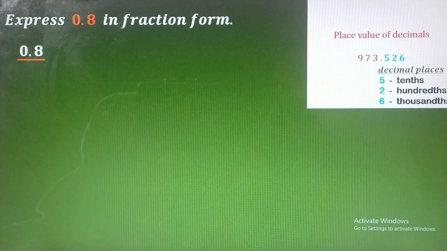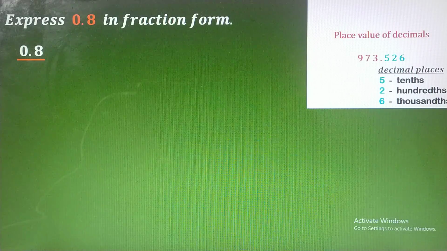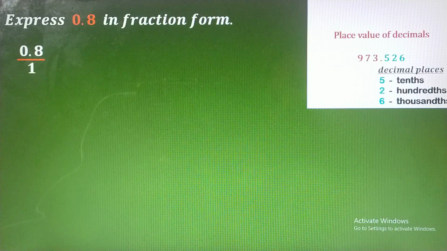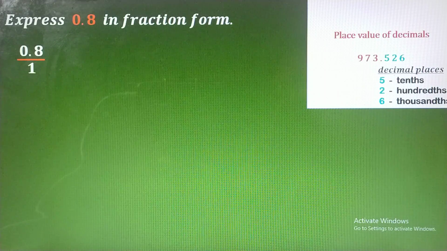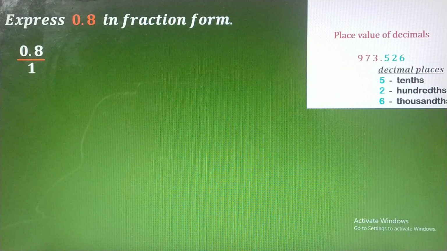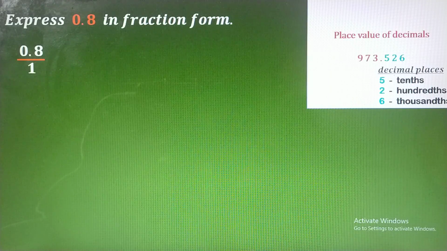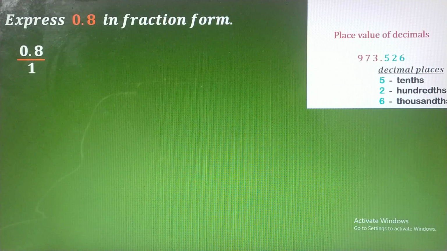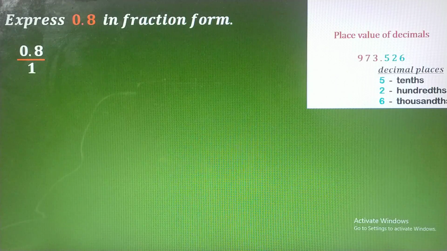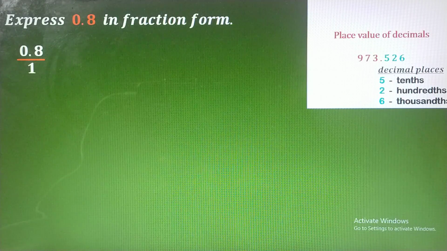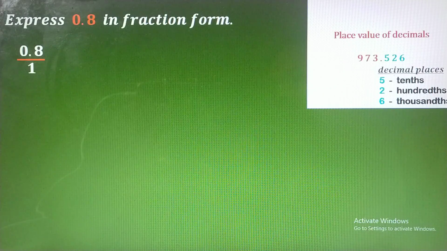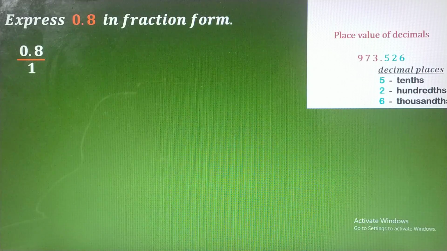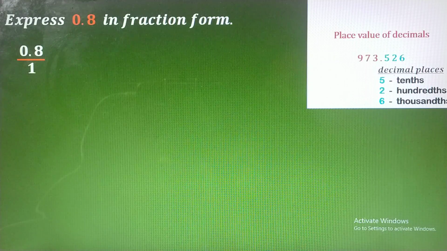Every whole number, meron po yan palaging denominator na 1. So, meaning, si 0.8 ay over 1. Okay? Automatic yun. Fixed po yun. Hindi yun nagbabago. So, nilagyan ko siya ng denominator na 1. Our numerator is 0.8 over the denominator, which is equivalent to 1. Now, tingnan natin yung place value ni 8. Ano ba yung place value ni 8? Siya ba ay tenths, hundredths, or thousandths?